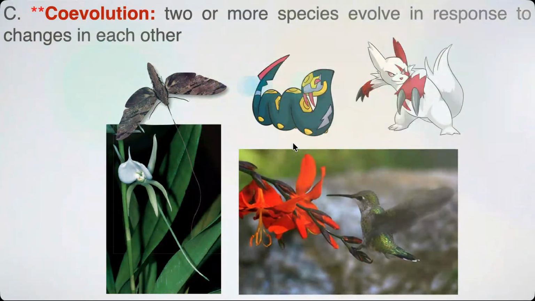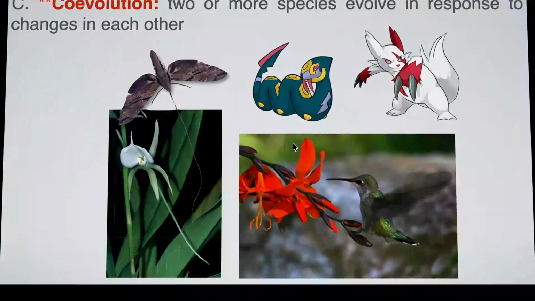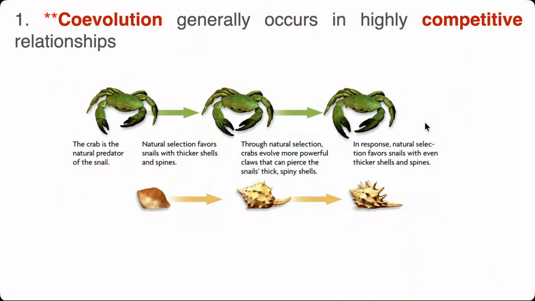Another good one, though, that I really like as an example, and it's the last bit, is crabs and shelled creatures like clams. So coevolution generally happens in very competitive relationships. So there's normally competition. A good example of that with crabs and shelled creatures would be, crabs have to have claws that are able to break into this particular, let's say, shelled creature. So in response, they get thicker, harder, spikier shells.